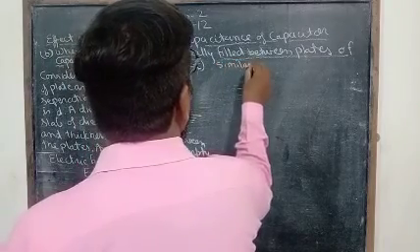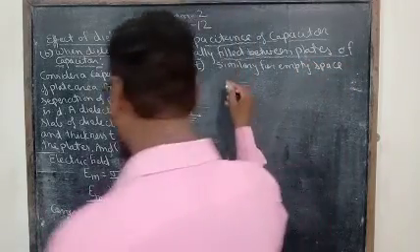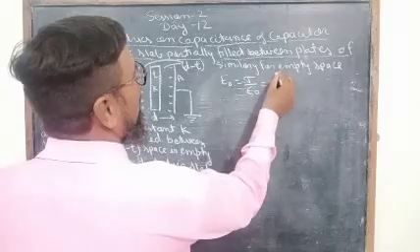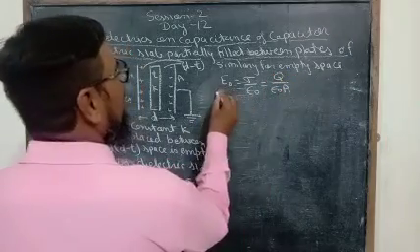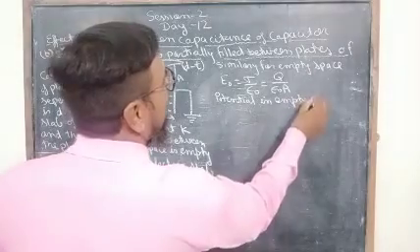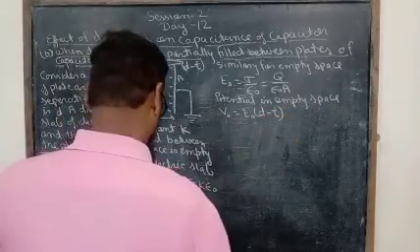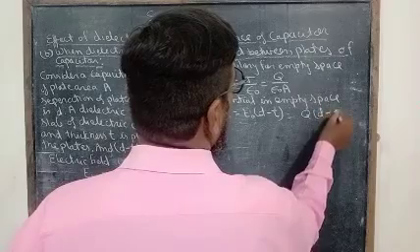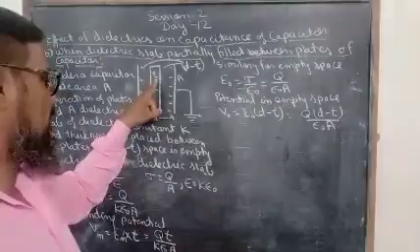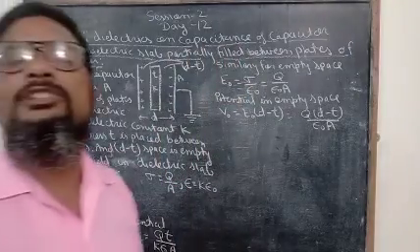Similarly, for the empty space, E0 is equal to sigma upon epsilon naught, and since sigma is equal to Q upon A, E0 is equal to Q upon epsilon naught A. The potential in empty space, V0, is equal to E0 into D minus T, which means Q into D minus T upon epsilon naught A. So this is the potential produced at the dielectric slab, and this is the potential produced in empty space.